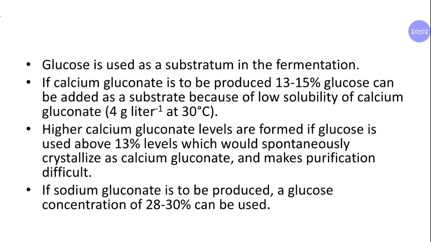Glucose is used as a substrate in the fermentation. If calcium gluconate is to be produced, 13 to 15% glucose is added as a substrate due to the low solubility of calcium gluconate. If glucose is used above 13%, higher calcium gluconate levels are formed, which would spontaneously crystallize as calcium gluconate and make purification difficult. A 28 to 30% glucose concentration should be used if sodium gluconate is to be produced.